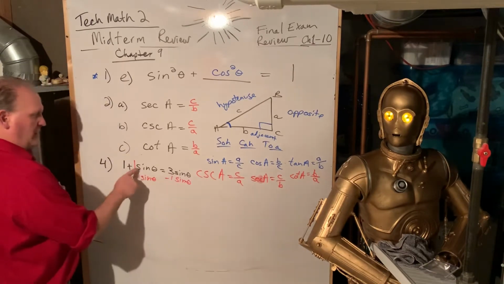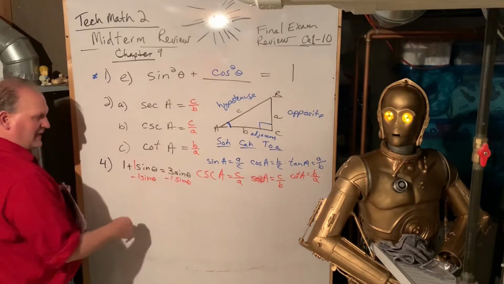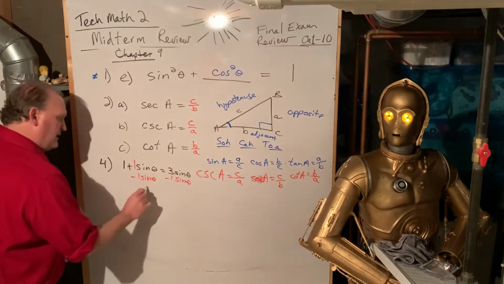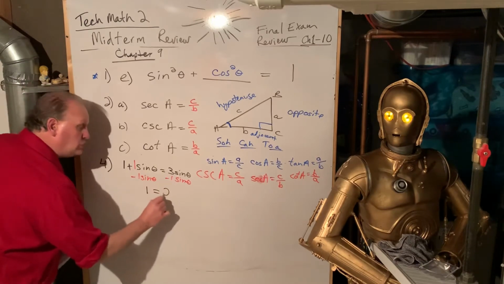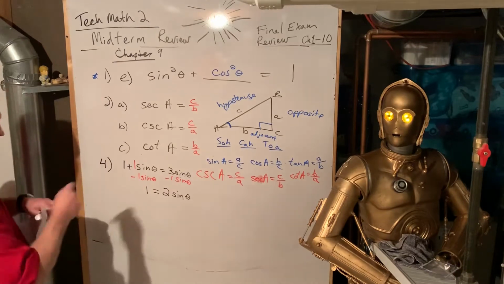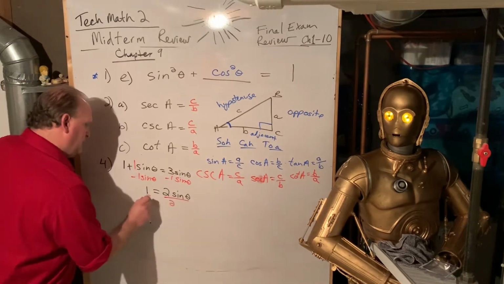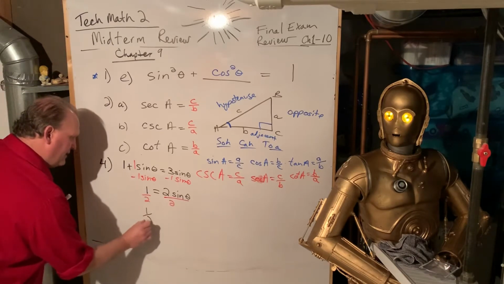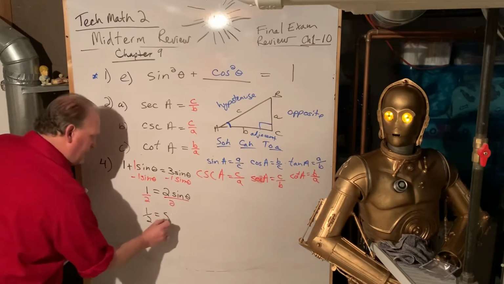Like if this was 1x and that was 3x, we would just subtract 1x from both sides and get 2x there. So we have 1 is equal to 2 sine theta. And then divide by 2, and then 1/2 is equal to sine theta.